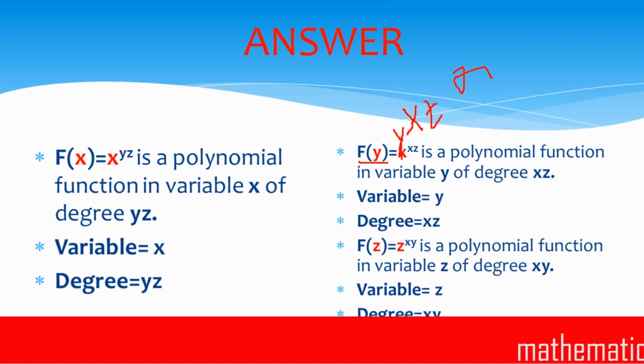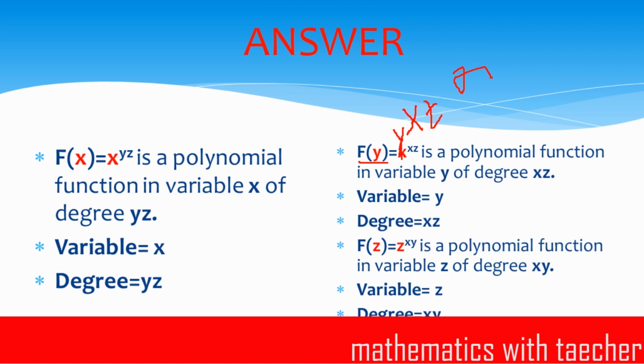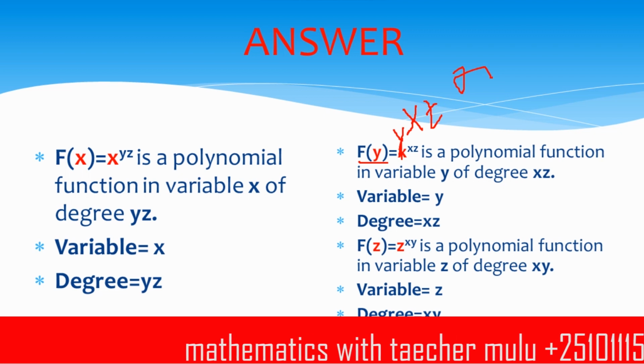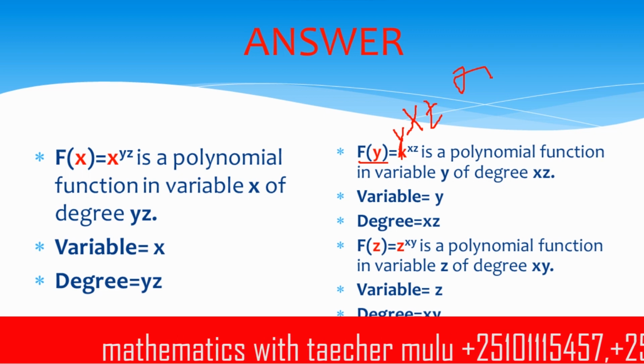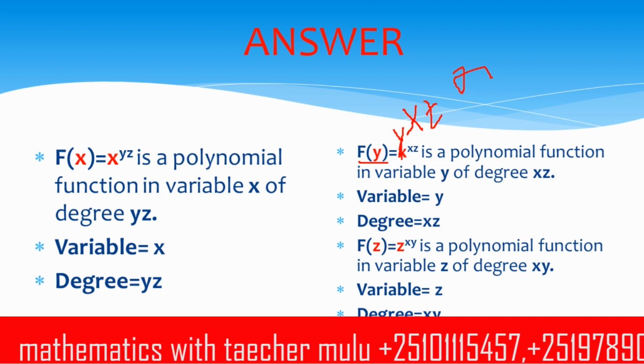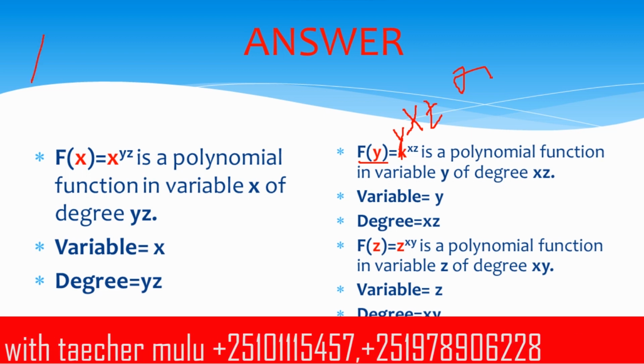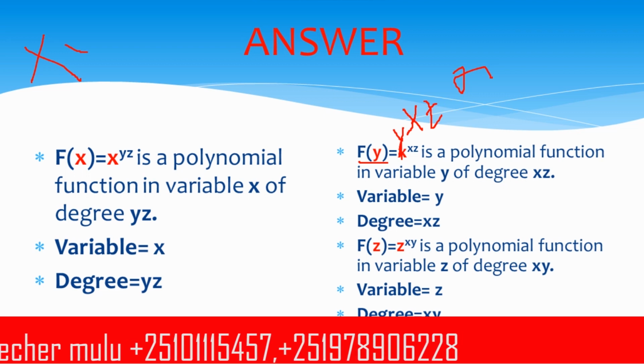The rest are numbers. The exponent cannot be a negative integer, it cannot be a fraction, it cannot be anything else, but it must represent a whole number, a non-negative integer. The product of y times z must be what? A non-negative integer. x is an element of the real numbers.